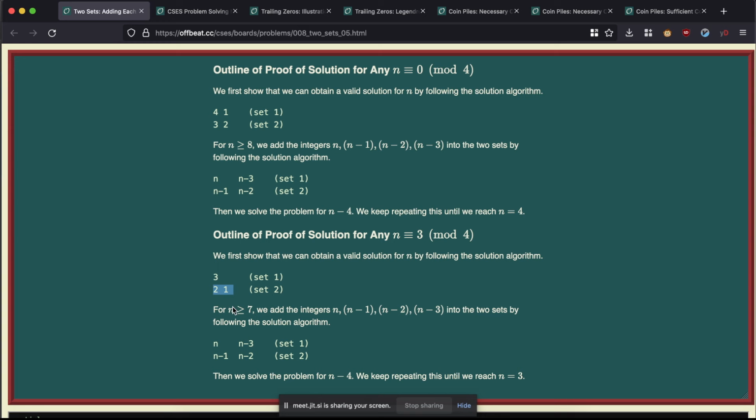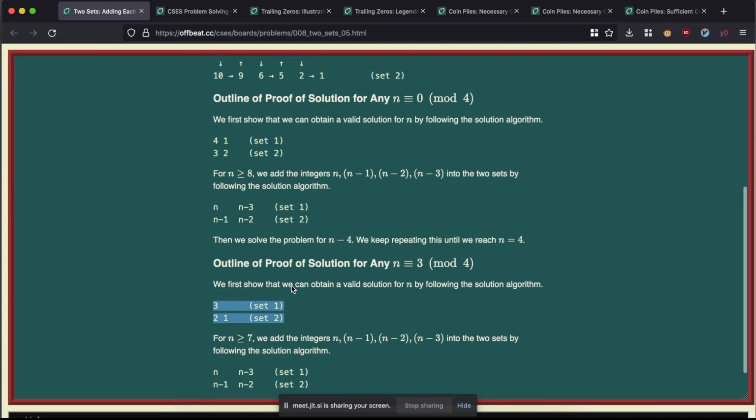So n is a multiple of 4 plus 3. So n-4 will also be a multiple of 4 plus 3. That is by modular arithmetic. So again, we can use the same strategy to solve it for n-4, and we can put some more numbers on the right hand side, and we keep doing this until we reach n equals 3, for which we obviously have a solution like this. So that completes the description of this alternate solution.